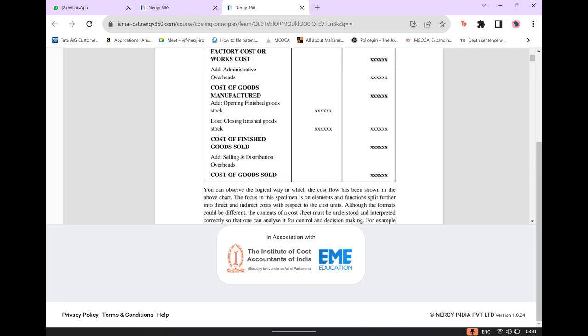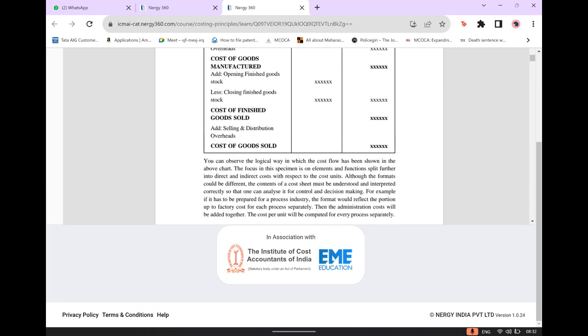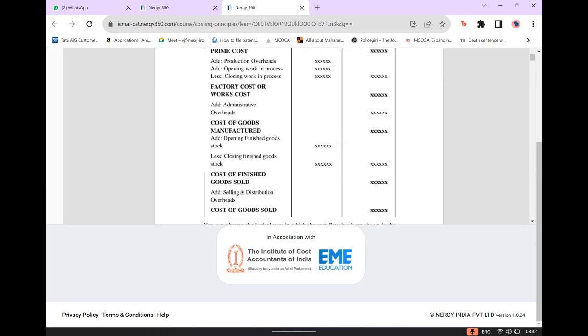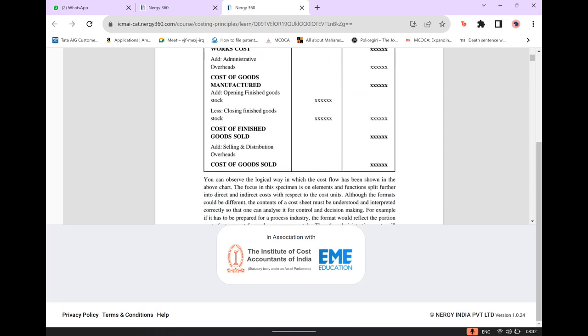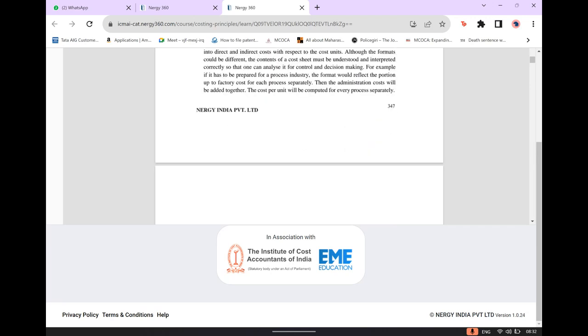And I would like to state to the students that we have done the numericals for understanding purposes. For your MCQs, you will not get any lengthy problems like what we have worked on at all. I'm just clarifying that to you. So you got the factory cost, then you got the cost of goods manufactured, then you got the cost of finished goods, then you got the cost of goods sold, and then you add the profit element.